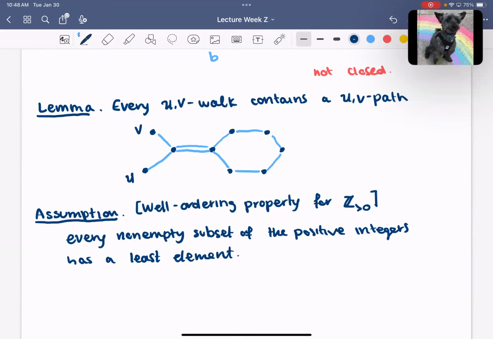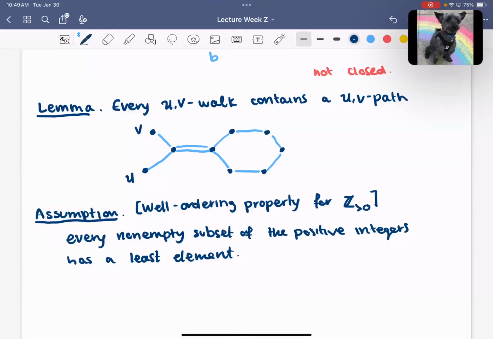Okay, so this is a pretty innocent sounding statement, and hopefully you're comfortable with assuming that this is true. So this is going to be the ingredient that we need to make induction work. Are there questions?